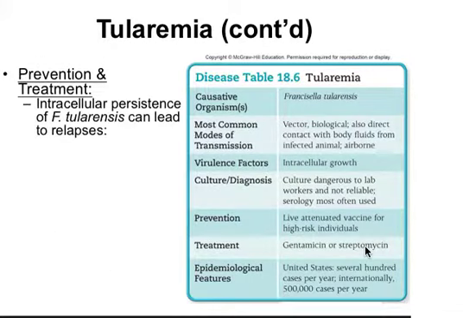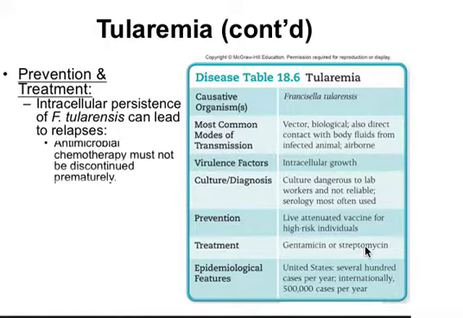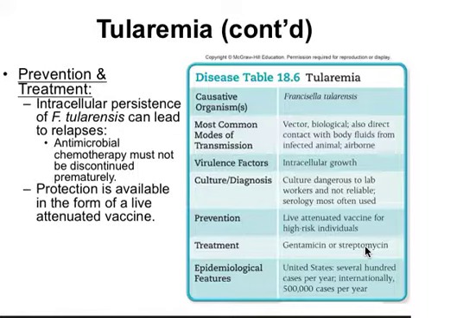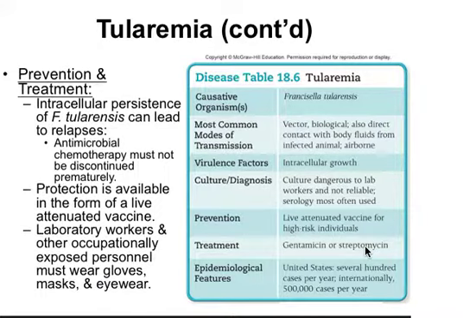How do we prevent? Intracellular persistence of tularensis can lead to relapse. Antimicrobial chemotherapy must not be discontinued too early. Protection is available in the form of a live attenuated vaccine. Lab workers and other occupationally exposed personnel have to wear gloves, masks, and eyewear.